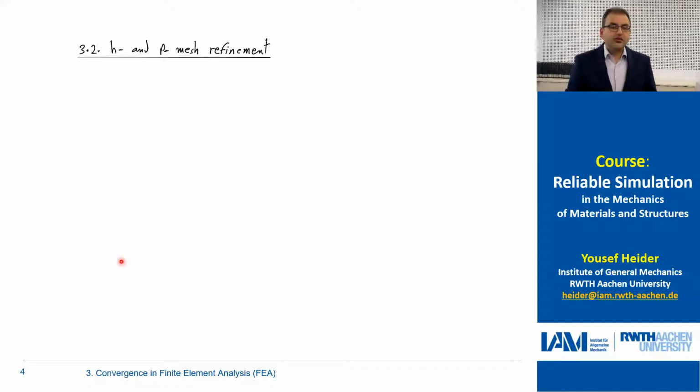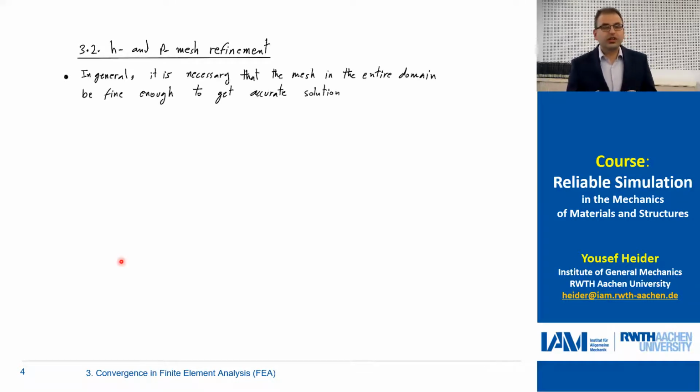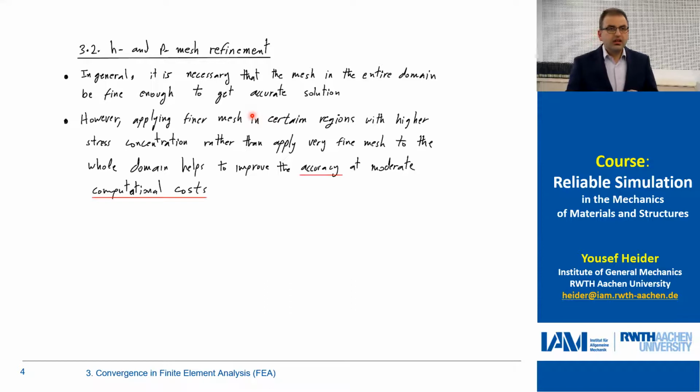We have some schemes to increase the number of elements in order to improve the accuracy. In general, as I said, it is necessary that the mesh over the entire domain be fine enough to get an accurate solution. However, applying a finer mesh in certain regions with higher stress concentration, rather than applying a very fine mesh to the whole domain, helps to improve the accuracy. However, it also would not affect the computational costs that much.